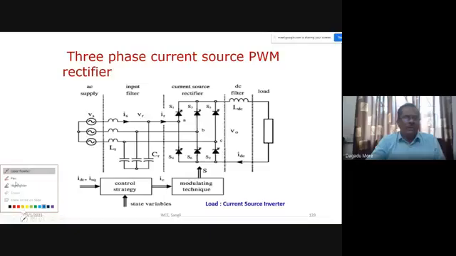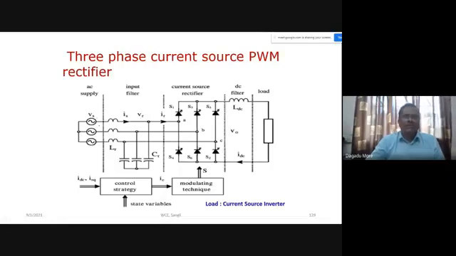So what is our intention here? What we expect from this? What type of current will we expect from the current source? Here this is our supply. This is the current source rectifier, and this is our load. The load will be our CSI, current source inverter. I have not shown it here; we'll show it afterwards. The load itself is our current source inverter.